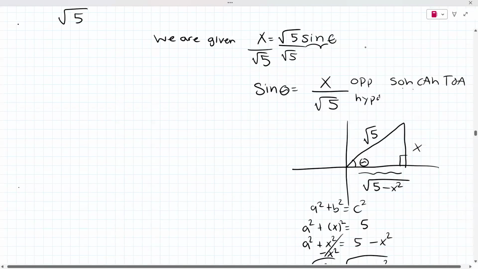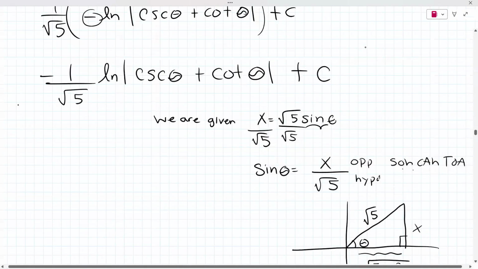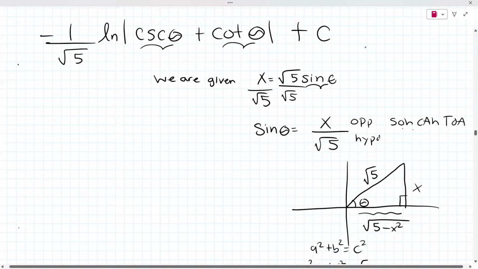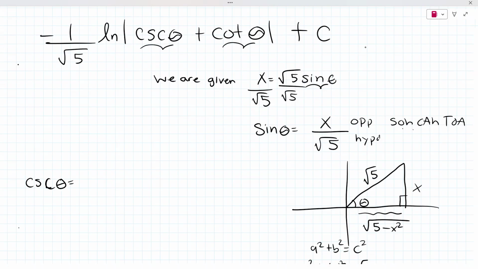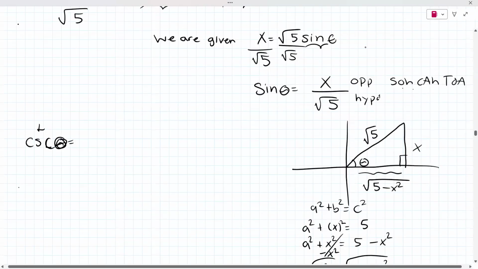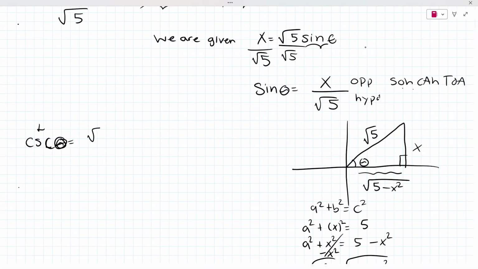Okay. So what we need is cosecant theta and cotan theta. Let's figure that out real quick. So cosecant, CSC theta, is, what is it? There's an S in the middle, so it's the reciprocal of sine. So the reciprocal of sine, we were given that. The reciprocal of that would be radical 5 over x. And then cotan theta is x over y. So my x is square root of 5 minus x squared, and my y is the x.